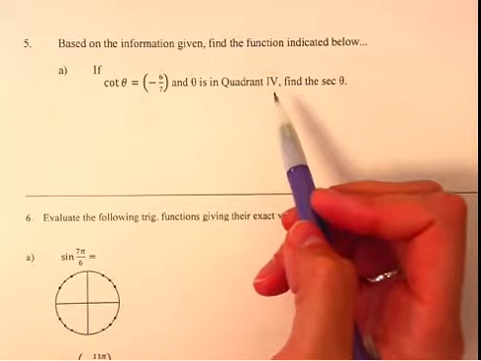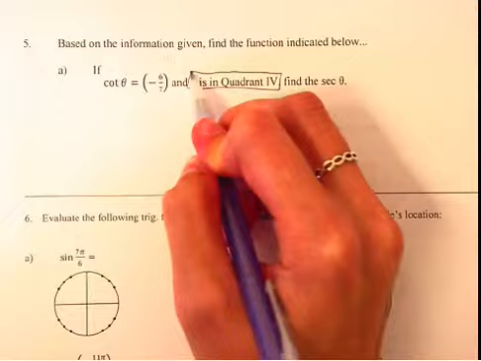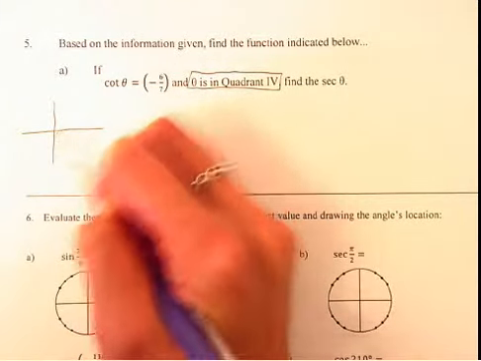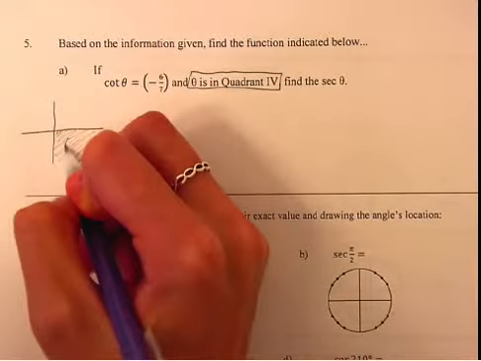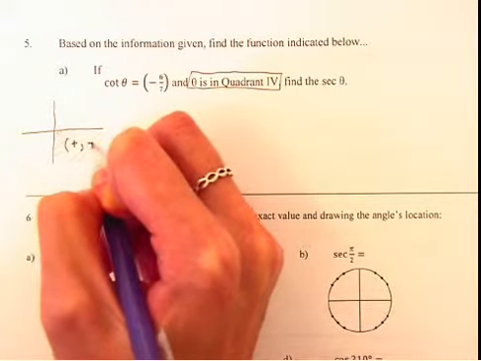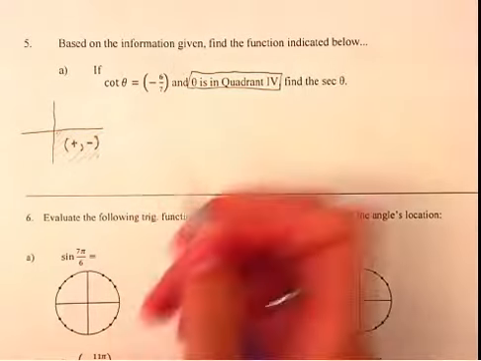First question I always ask is, where is it? It tells me that theta is in quadrant 4, so theta takes me to the 4th quadrant, on the bottom right. What do I know about the 4th quadrant? I know that x is positive and y is negative. Okay, so that's going to help me out a little bit later on.